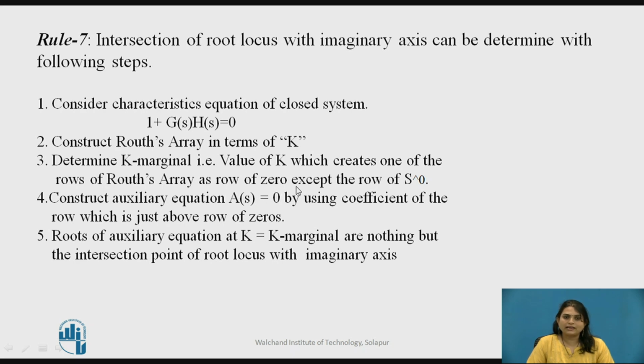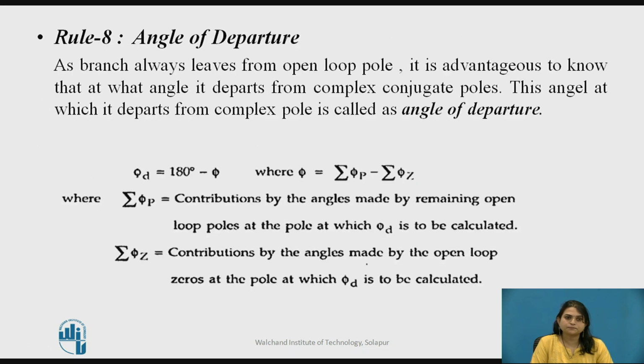Routh's array as a row of zeros, except the row of s to the power 0. Then we have to construct the auxiliary equation above that zero row by using the coefficient row which is just above the row of zeros. After that, the roots of the auxiliary equation at K equal to K marginal are nothing but the intersection points of the root locus with the imaginary axis.